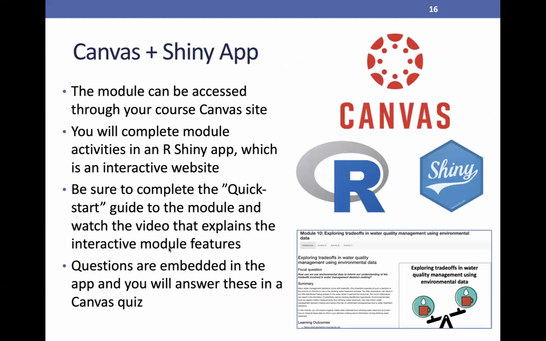The module can be accessed through your course Canvas site. You will complete module activities in an R-Shiny app, which is an interactive website. Be sure to complete the Quick Start Guide to the module and watch the video that explains the interactive module features. Questions are embedded in the app, and you will answer these in a Canvas quiz.